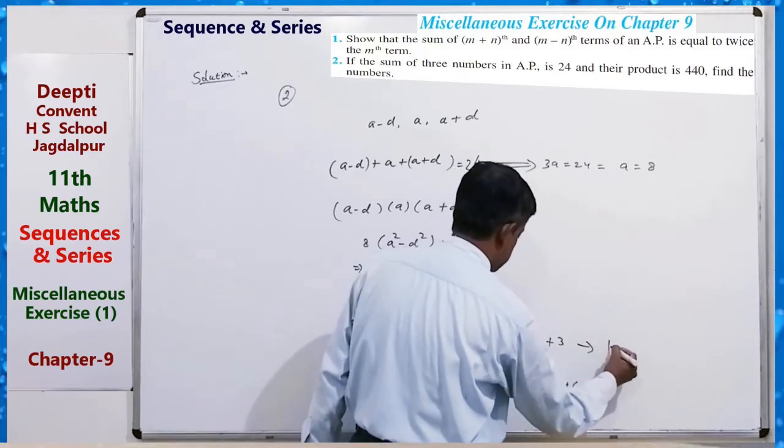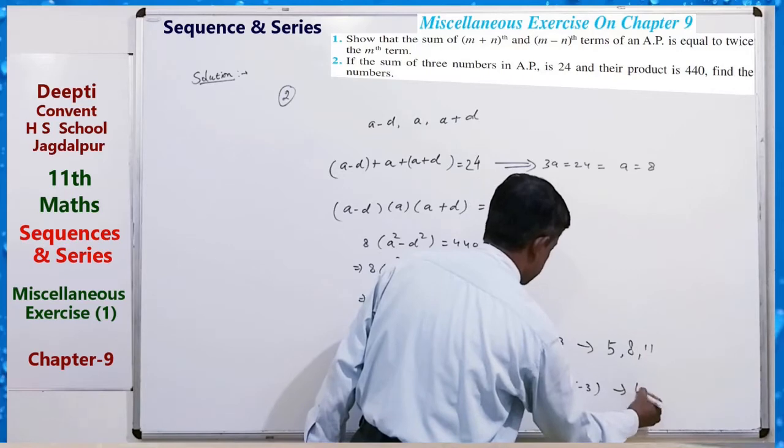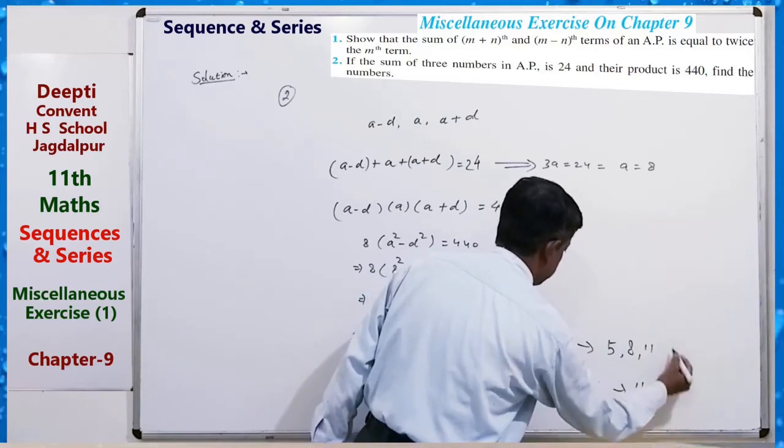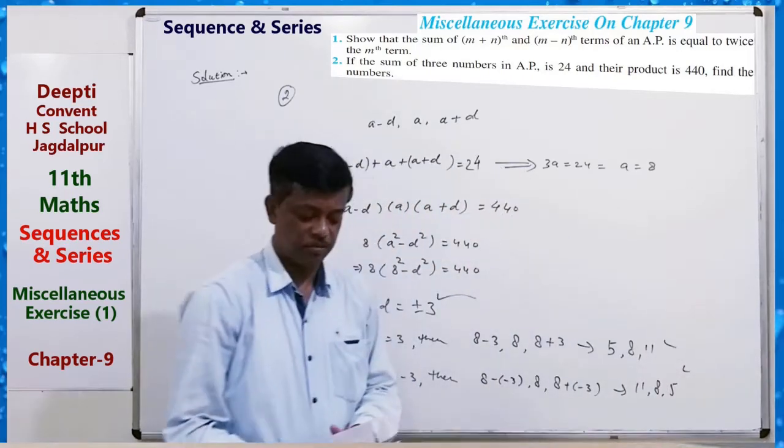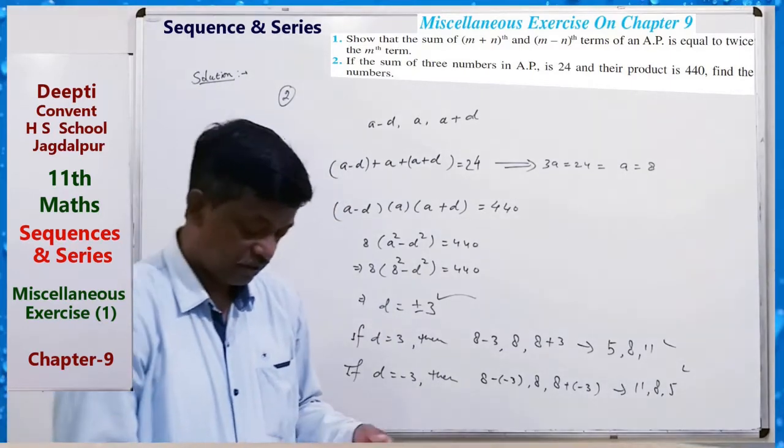Here we see that 5, 8, 11. Here we see that 11, 8, 5. So these are the numbers. Simple, okay. So question 3. 3 is what?